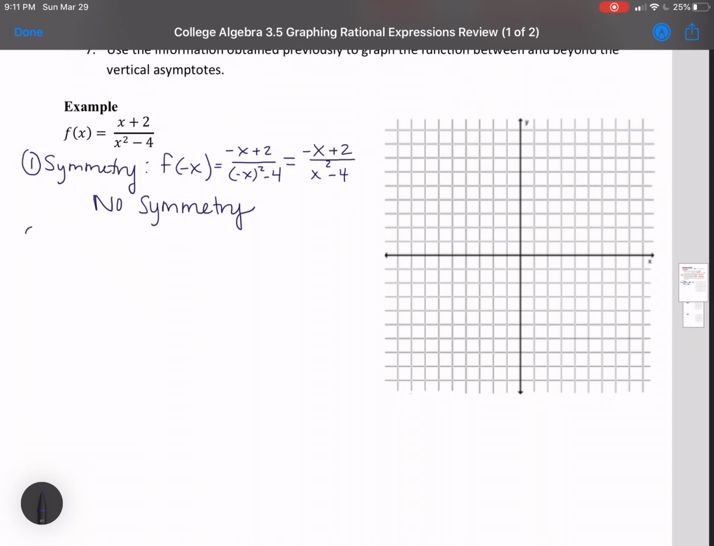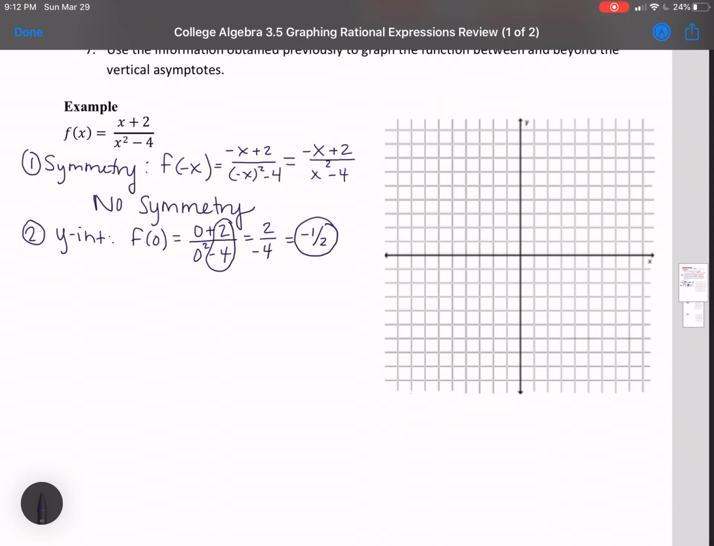Now we're going to find our y-intercept. We do that by finding f of 0. 0 plus 2 over 0 squared minus 4. So 0 plus 2 is just 2. And 0 squared minus 4 is negative 4, which reduces to negative 1/2. If you notice, those are the same as your constants, the numbers with no variable.